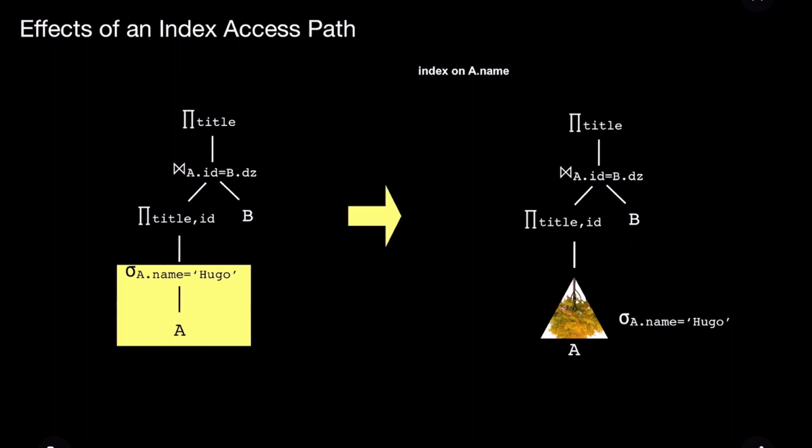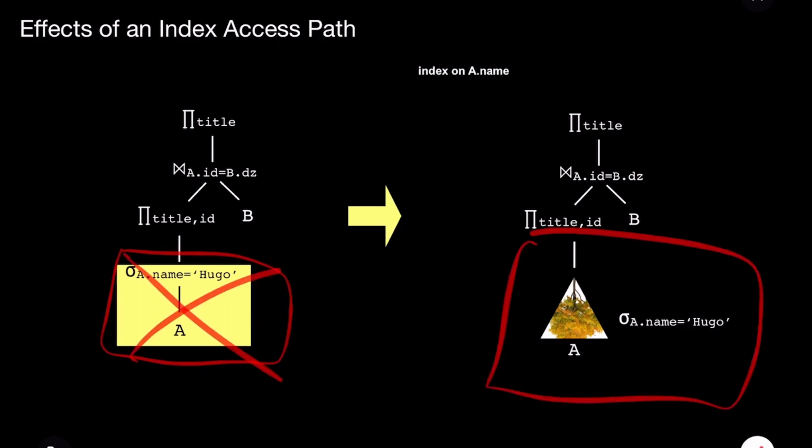And the other is indexes. So basically what you do with indexes is you try to get rid of those expressions and replace them by an index access, here depicted as an upside down tree.